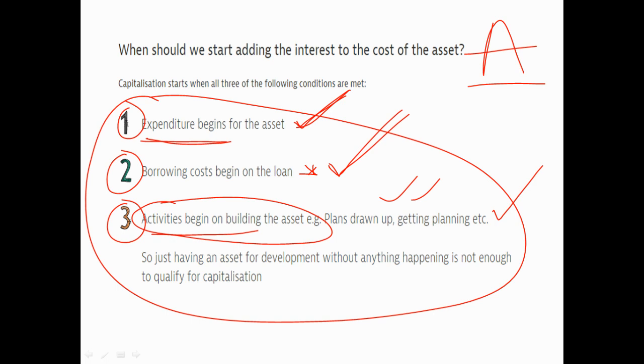Expenditures being incurred, borrowing costs being incurred, and activities on the building happening. Okay, those are the three. You have to know this.